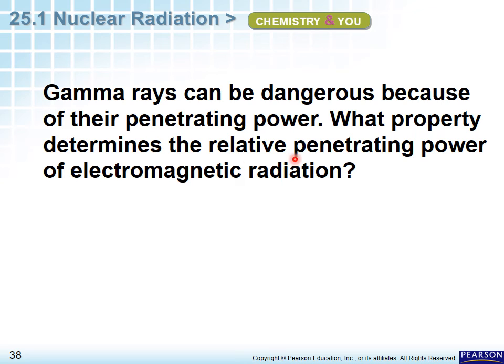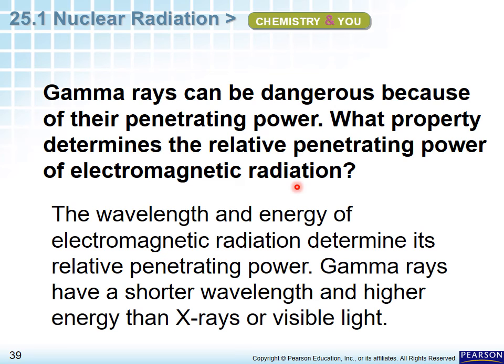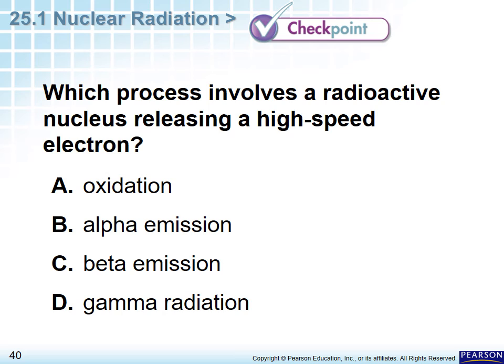What property determines the relative penetrating power of electromagnetic radiation? The wavelength and the energy of electromagnetic radiation determine its relative penetrating power. Gamma rays have shorter wavelength and higher energy than X-rays or visible light. So, checkpoint, please. The answer is beta emission.